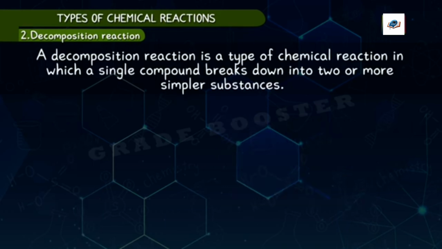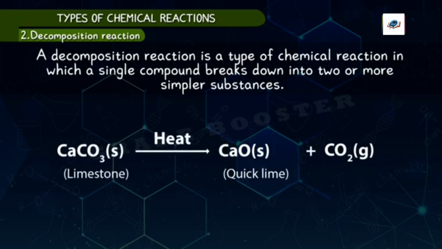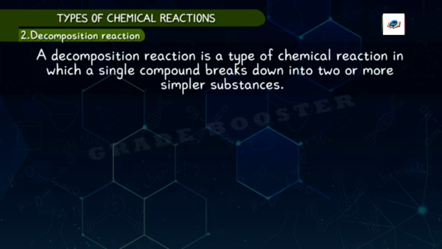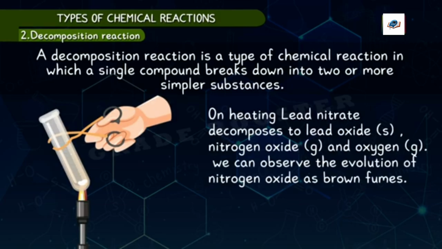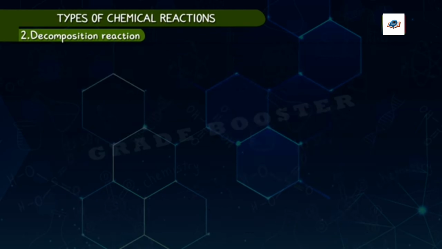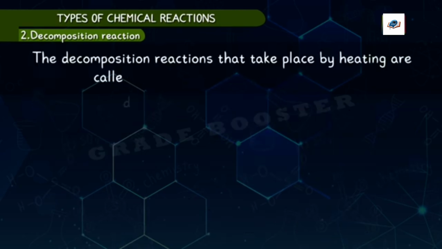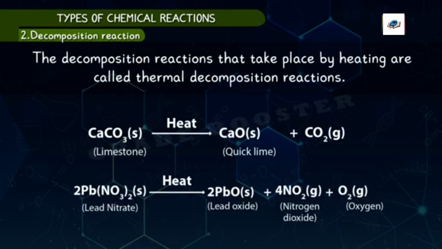Now let's see another example of decomposition reaction. On heating, calcium carbonate decomposes into calcium oxide and carbon dioxide. It is an important decomposition reaction used in various industries. Another example of decomposition. On heating lead nitrate, it decomposes to lead oxide, nitrogen oxide, and oxygen. We can observe the evolution of nitrogen oxide as brown fumes. The decomposition reactions that take place by heating are called thermal decomposition reactions. All the above discussed decomposition reactions are thermal decomposition reactions.